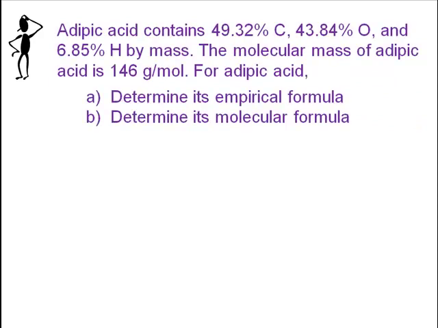For this, to determine its empirical formula, we would have to use the 49.32, 43.84, and the 6.85%. Okay? We convert those into grams by assuming what? 100 grams. So what I'd like you to do right now is determine the empirical formula of adipic acid, and then we'll go through the molecular formula together.